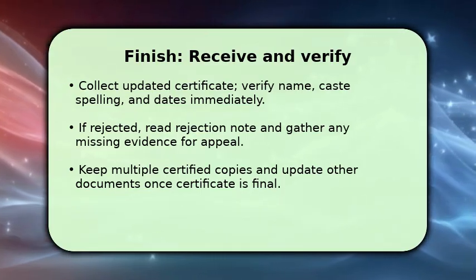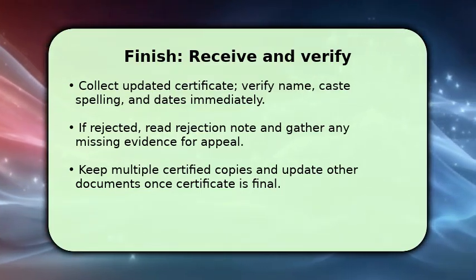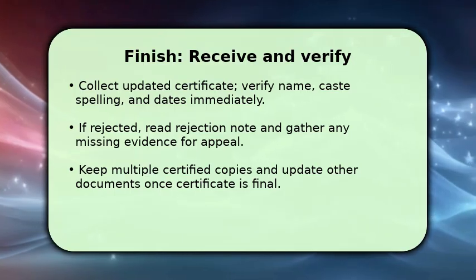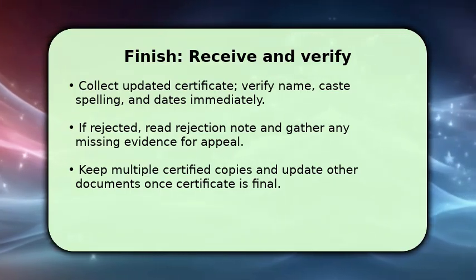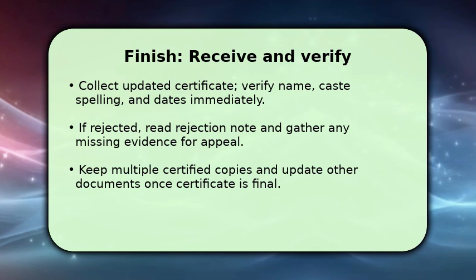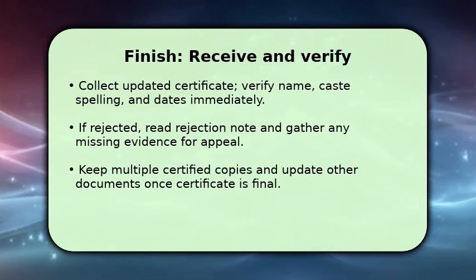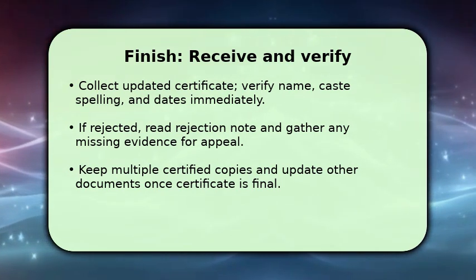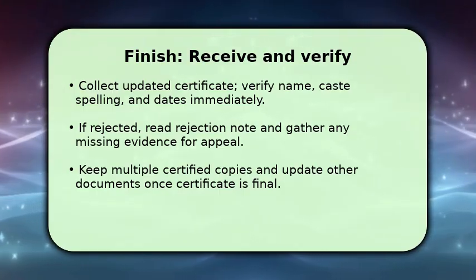If the office rejects your application, carefully read the reason, collect the missing evidence, and file an appeal or review request within the stated timeframe. One tip: retain certified copies and the acknowledgement number to resolve delays or discrepancies quickly.